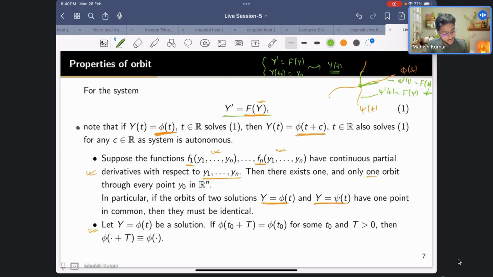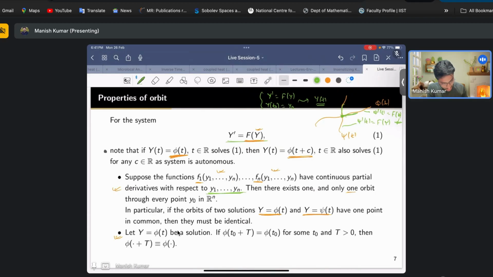So from one point as an initial value, you can expect only one curve which will go from that point, correct? This is the obvious reason why you cannot have two orbits which will intersect at a point. I hope this argument is clear, but this is not the proper proof, but this is the whole idea. You have to use the uniqueness of the solution. So this was the first property of this orbit.